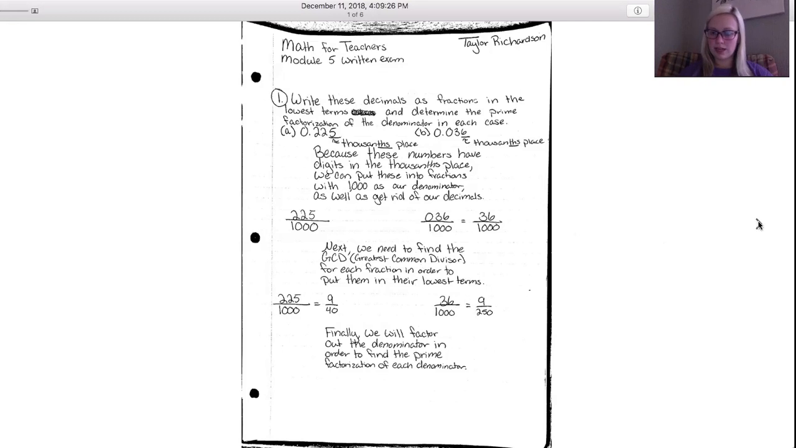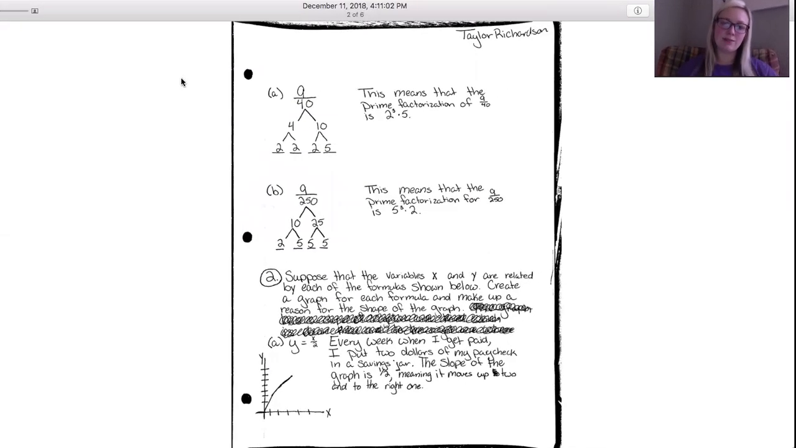And so we're going to move to the next page. And I have these written out nicely. We can see in part A, we have 9 over 40. And in order to find the prime factorization of that, we're going to break down the 40 to find the prime numbers that we can multiply together to get 40. And so 40 can be broken up into 4 times 10. And then the 4 is obviously broken up into 2 times 2. And 10 can be broken down into 2 times 5. And so this means that the prime factorization of 9 over 40 is 2 to the third times 5.